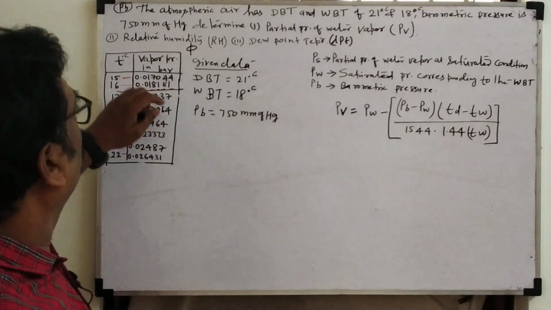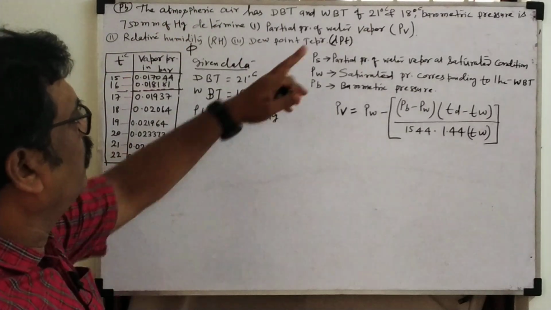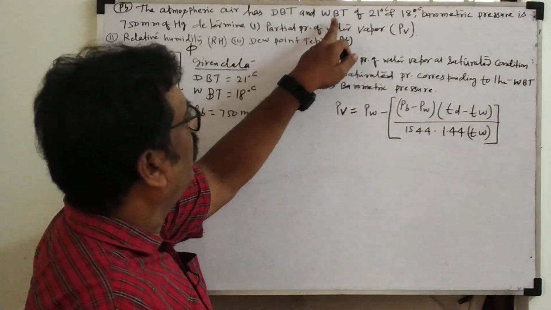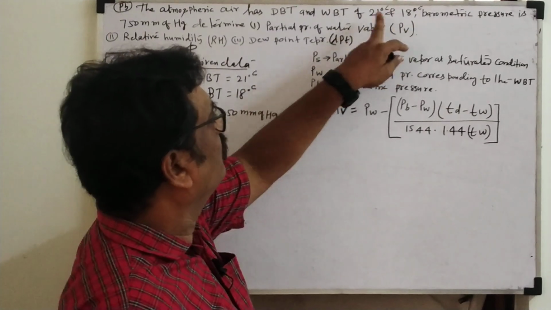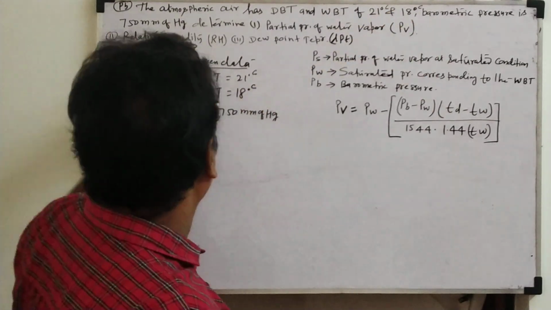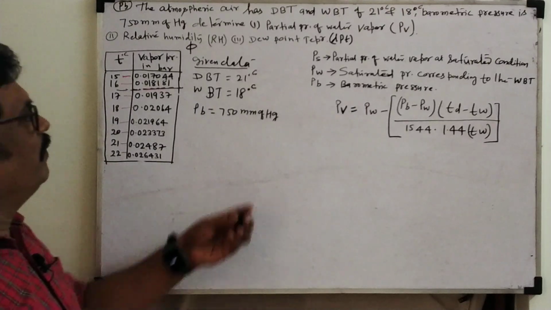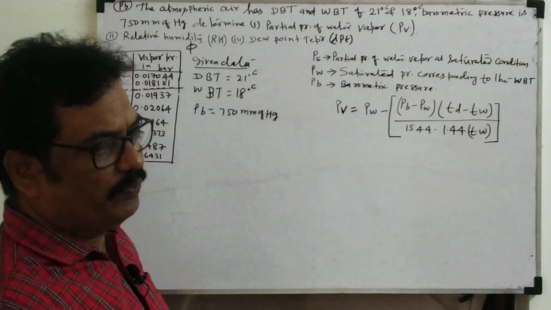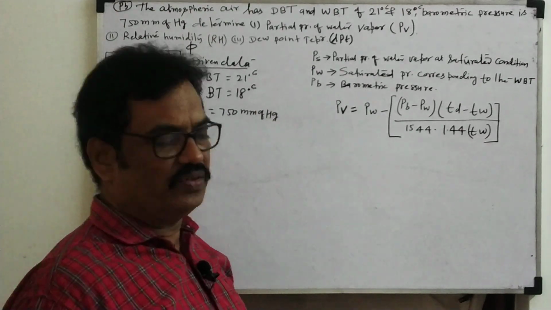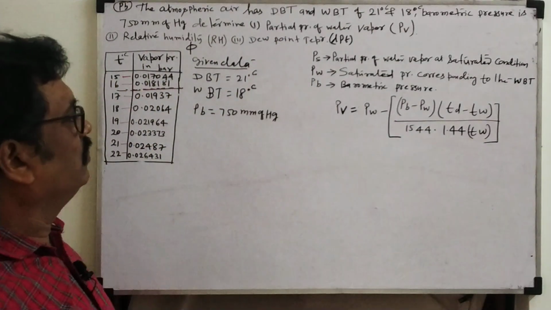The problem looks very simple. The atmospheric air has a dry bulb temperature of 21 degrees Celsius and a wet bulb temperature of 18 degrees Celsius, and the barometric pressure they gave is 750 mm of Hg. Then they are asking to determine the partial pressure of water vapor, relative humidity, and dew point temperature. Maybe they will ask degree of saturation, enthalpy, all those things. So here they are asking only three unknowns.